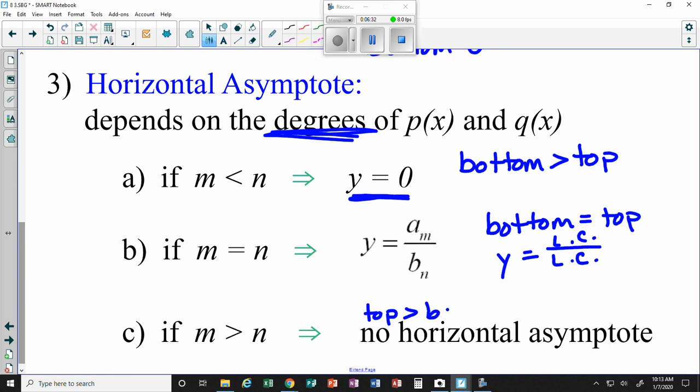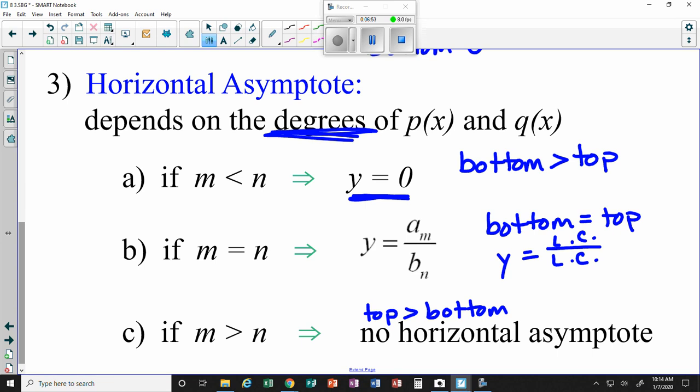How do I find the degree of something? The highest power. The degree is the highest power. So if the degree on top is greater than the degree on bottom, there is no horizontal asymptote. Okay?